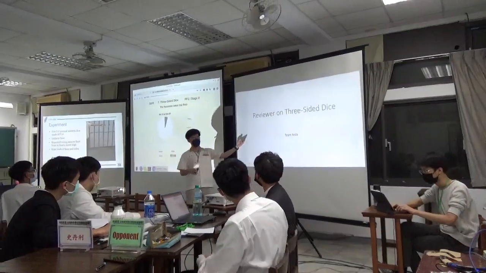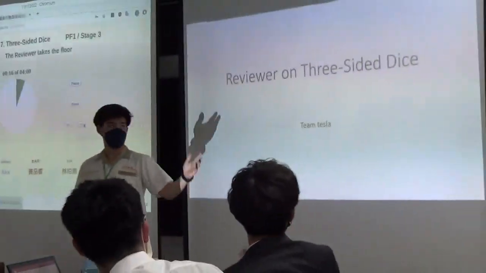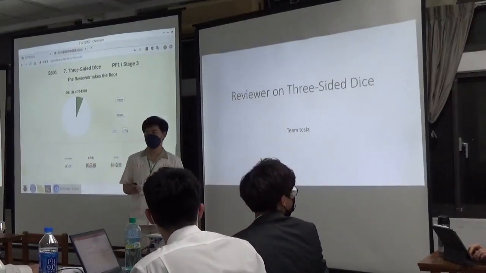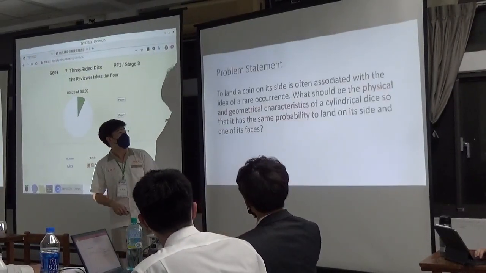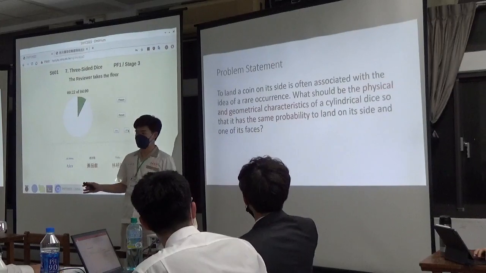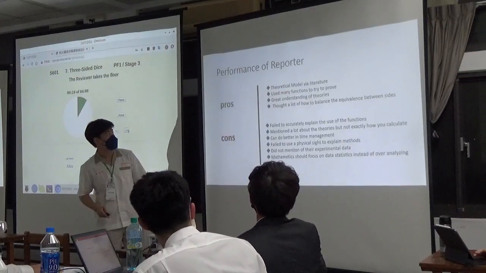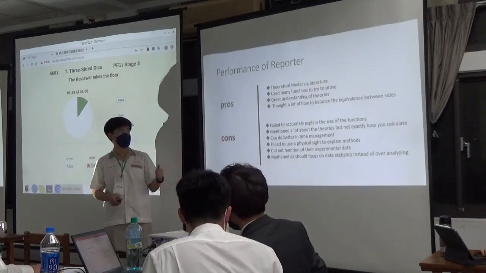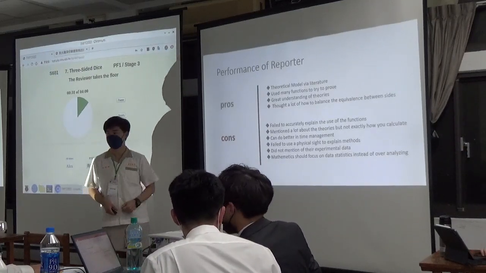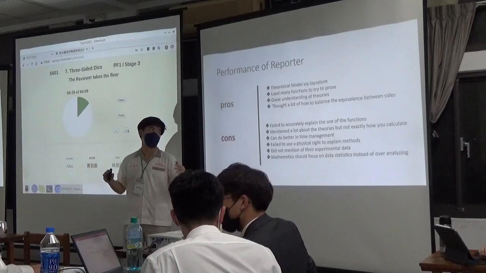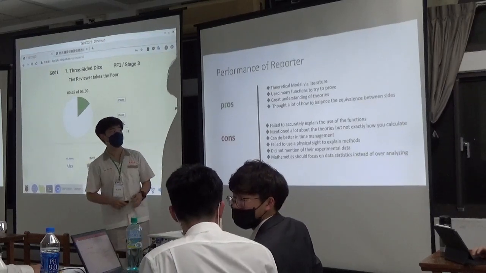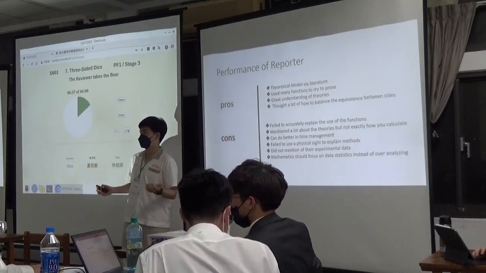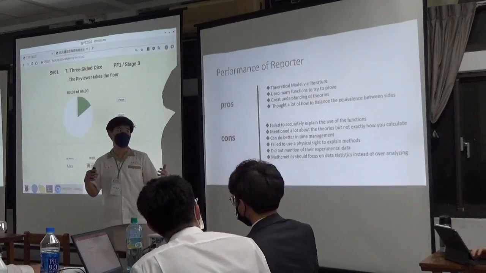Okay, so I will start the presentation of our review of the three-sided dice and our team Tesla from Finland High School. Okay, so it's a problem statement, and I believe you're clear enough, so I won't repeat it again. On the performance of the reporter, the pros are they use theoretical models via literature, and they use many functions to try to prove their models. And they have a great understanding of theories, using many functions and equations to prove their theories right.